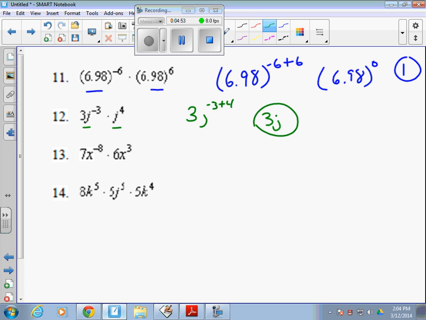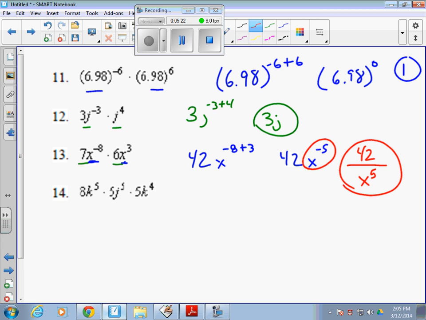7x to the negative 8 times 6x to the 3rd. Multiply 7 and 6, and you get 42. You're multiplying the same base, x and x, so you do x to the negative 8 plus 3. That becomes 42 x to the negative fifth. The thing that's being raised to a negative exponent at this point is x. Only that's being raised to the negative 5. So 42 is going to stay on top. X to the negative fifth is going to go down and become x to the positive fifth.